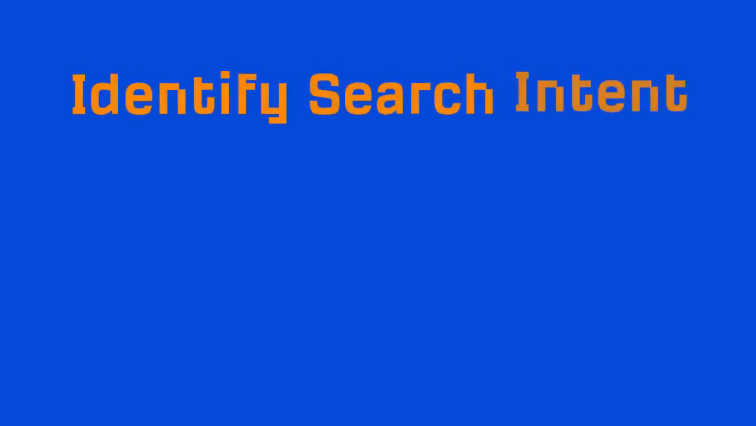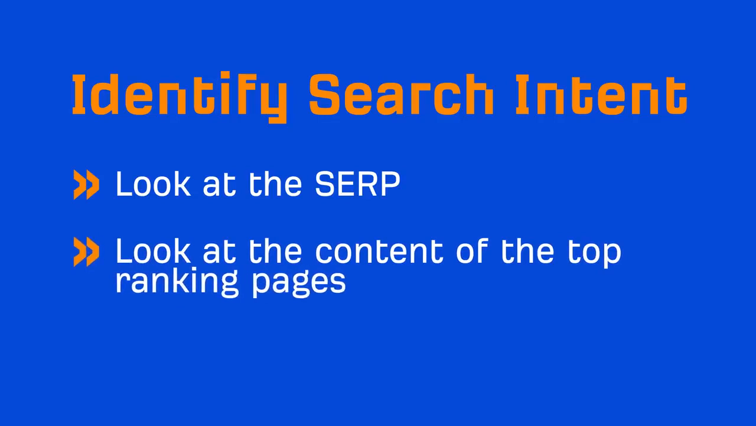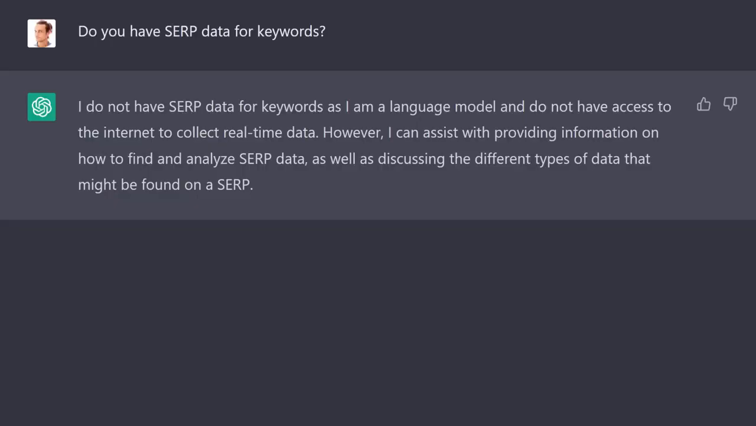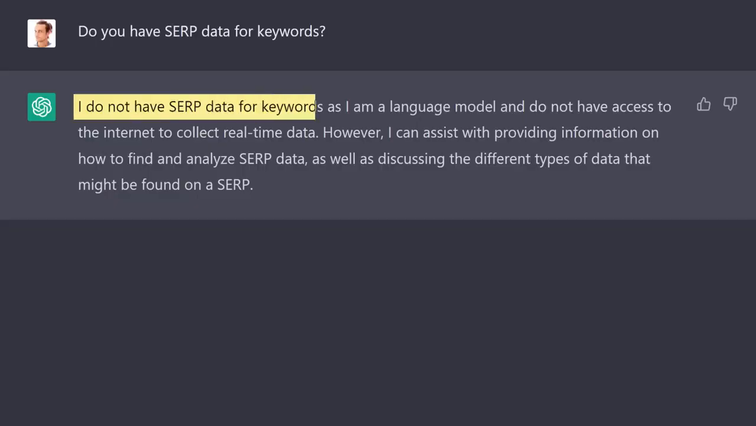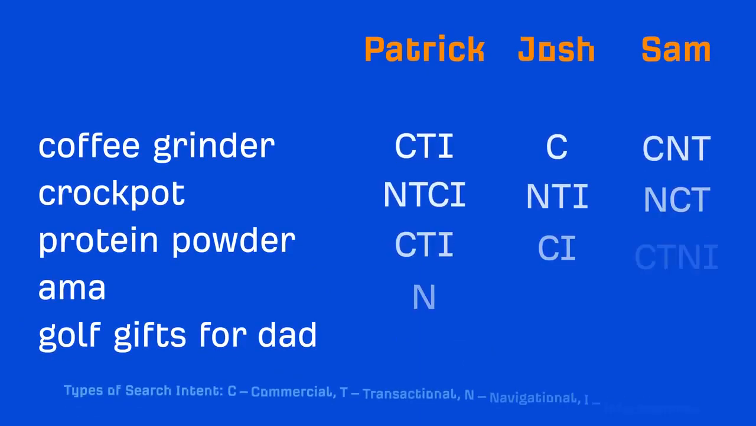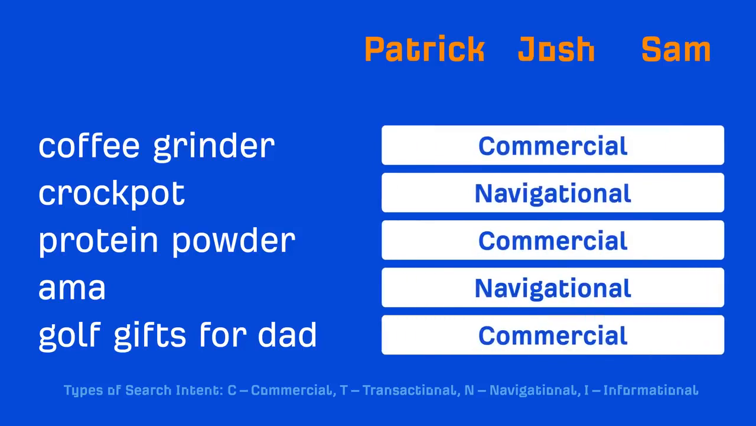In order to identify search intent, you need to actually look at the SERP, the top ranking page's content, and things like SERP features to come to a reasonable conclusion on intent class. But as far as I'm aware, ChatGPT doesn't have SERP data. So check this out. Several months ago, Patrick, Josh, and I picked 5 random keywords and attempted to assign an intent bucket to the keywords. And as you can see, we had slightly different opinions on each keyword, but we all chose the same dominant intent.